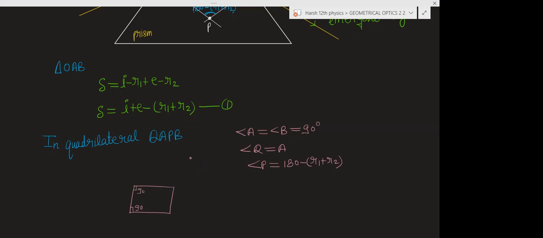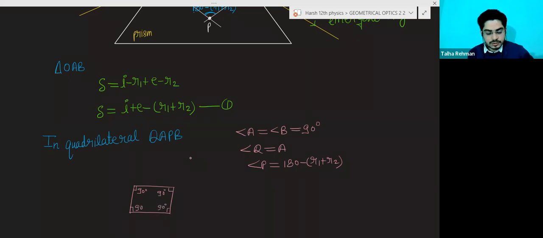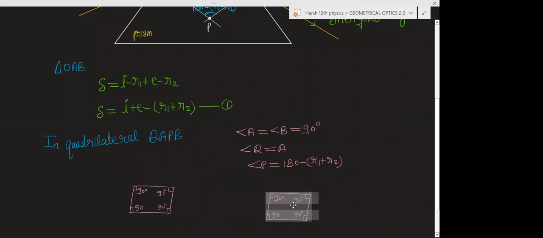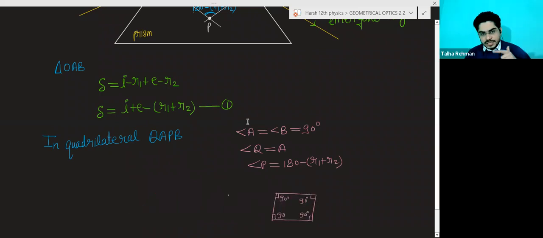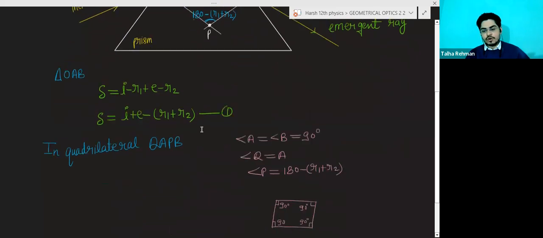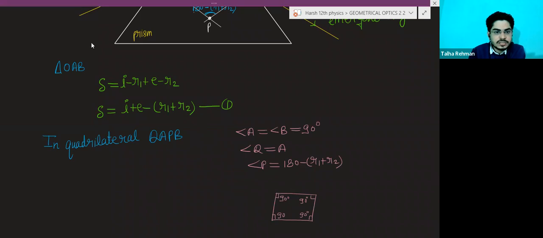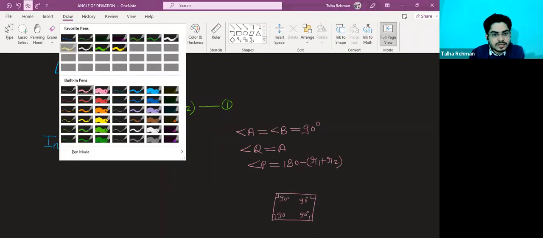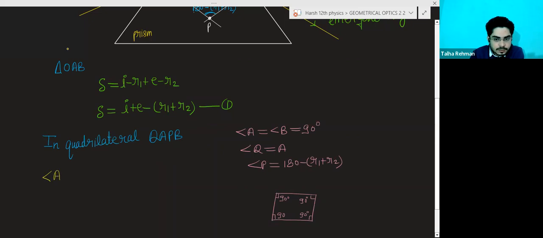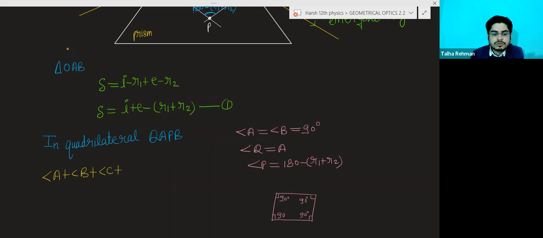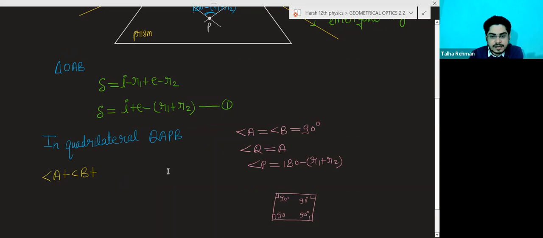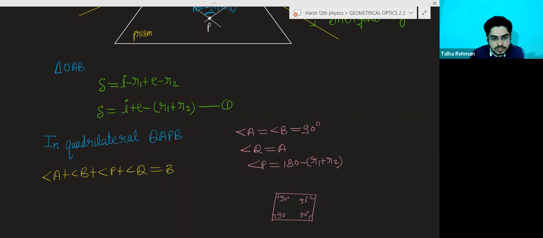All the angles of this are 90 plus 90 plus 90, 90 plus 90, always equal to 360. So this is not a square, but this is a quadrilateral. So the sum of all the angles of a quadrilateral is equal to 360 degrees. So you can write down angle A plus angle B plus angle P plus angle Q is equal to 360 degrees.